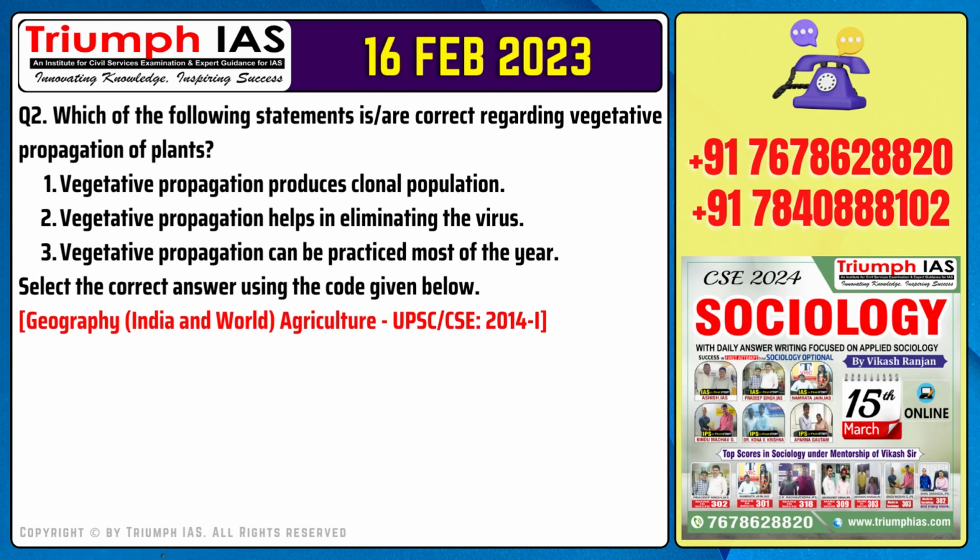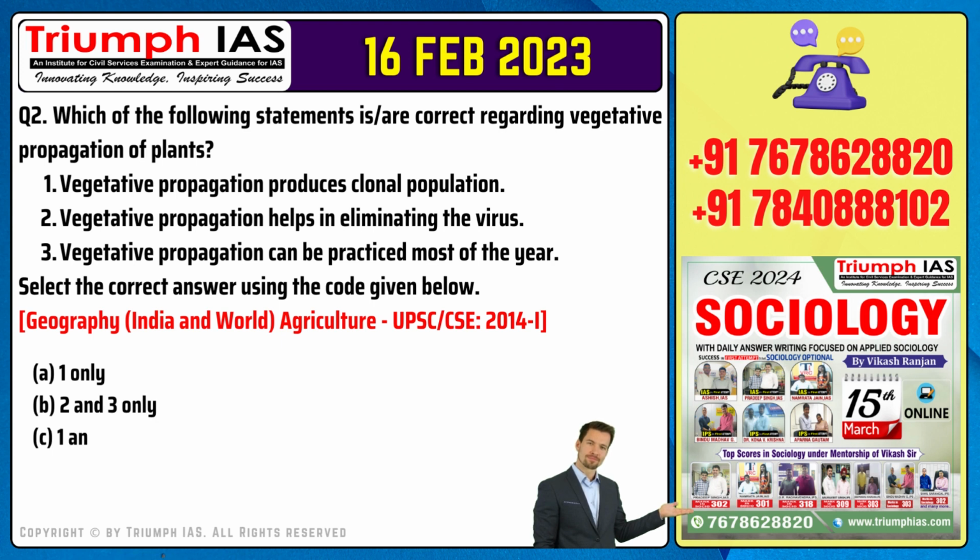Question number 2. Which of the following statements are correct regarding vegetative propagation of plants? 1. Vegetative propagation produces clonal population. 2. Vegetative propagation helps in eliminating the virus. 3. Vegetative propagation can be practiced most of the year. Select the correct answer using the code given below. The options are: Option A, 1 only. Option B, 2 and 3 only. Option C, 1 and 3 only. Option D, 1, 2 and 3.